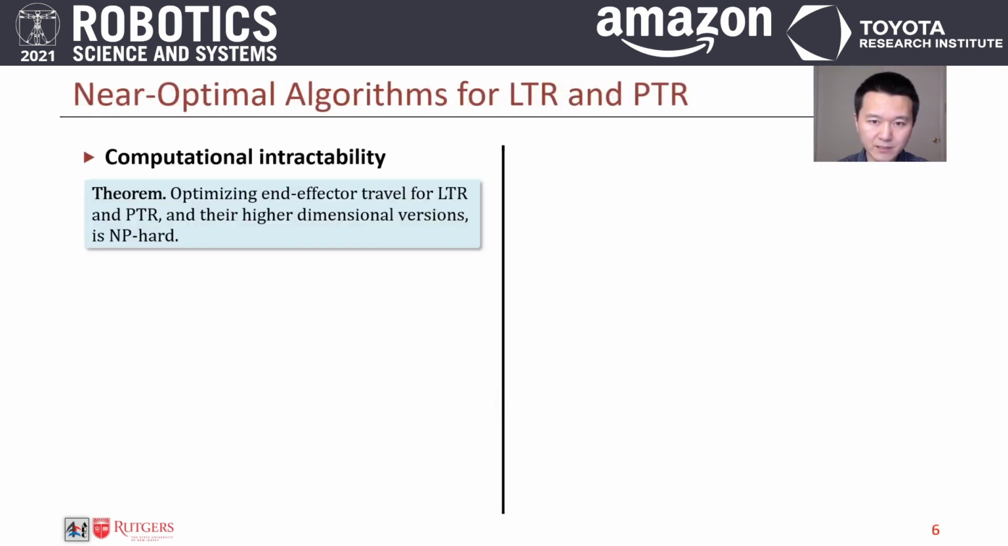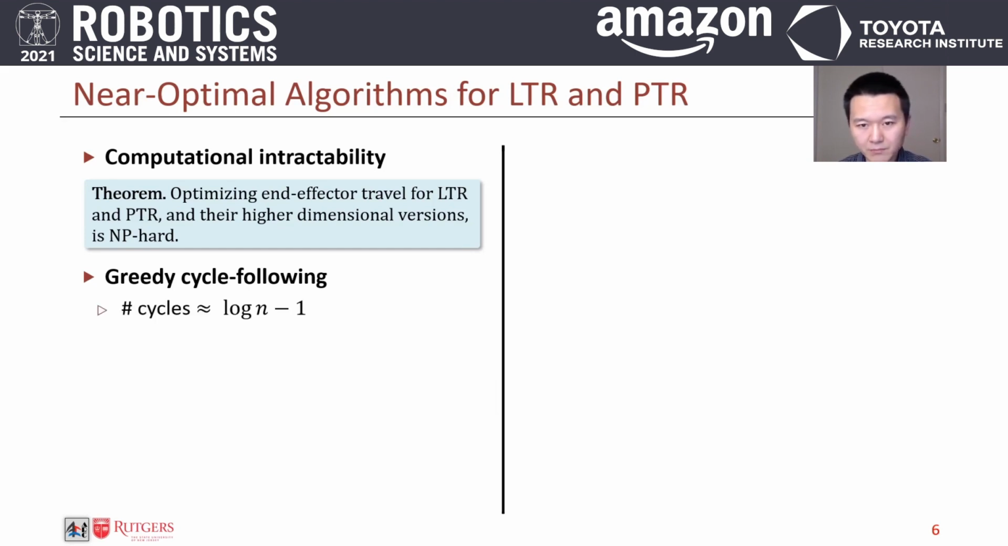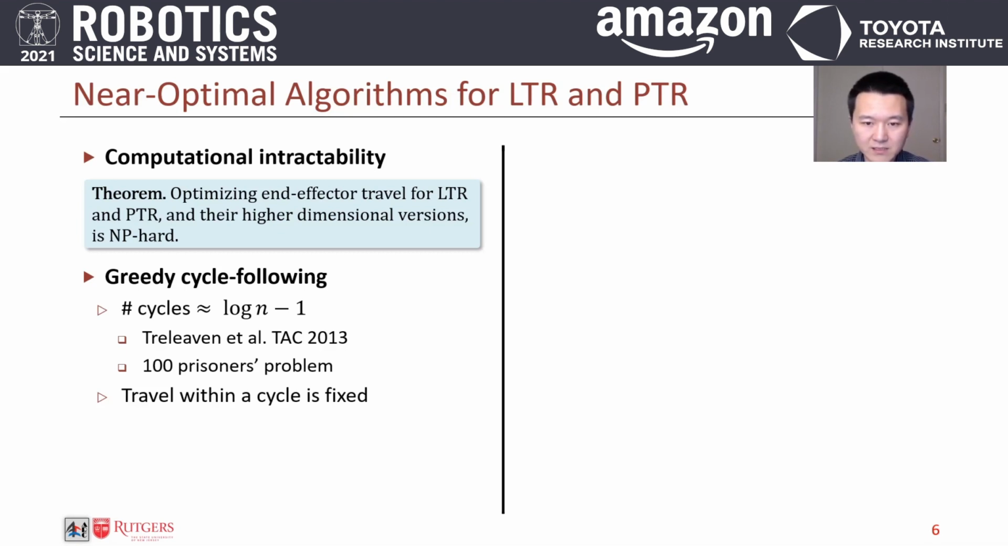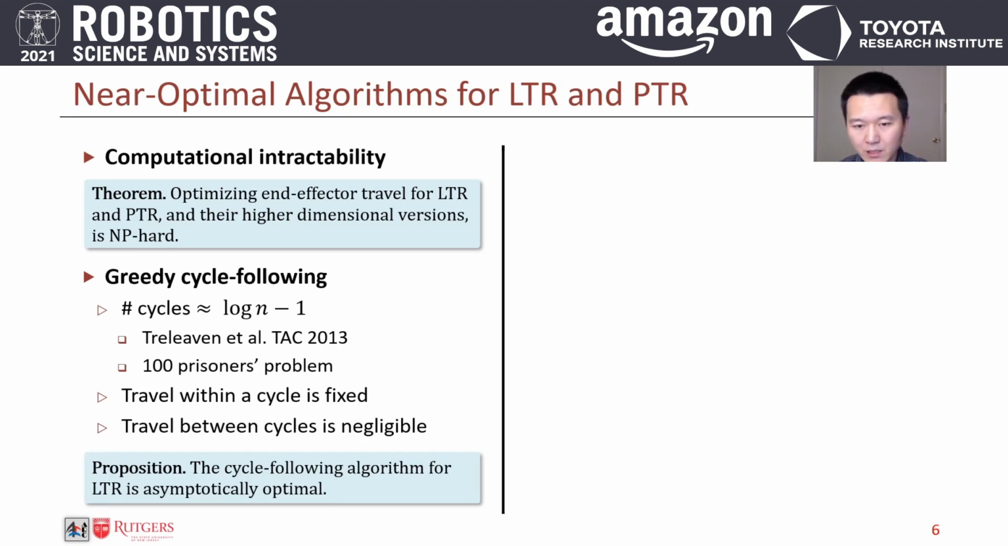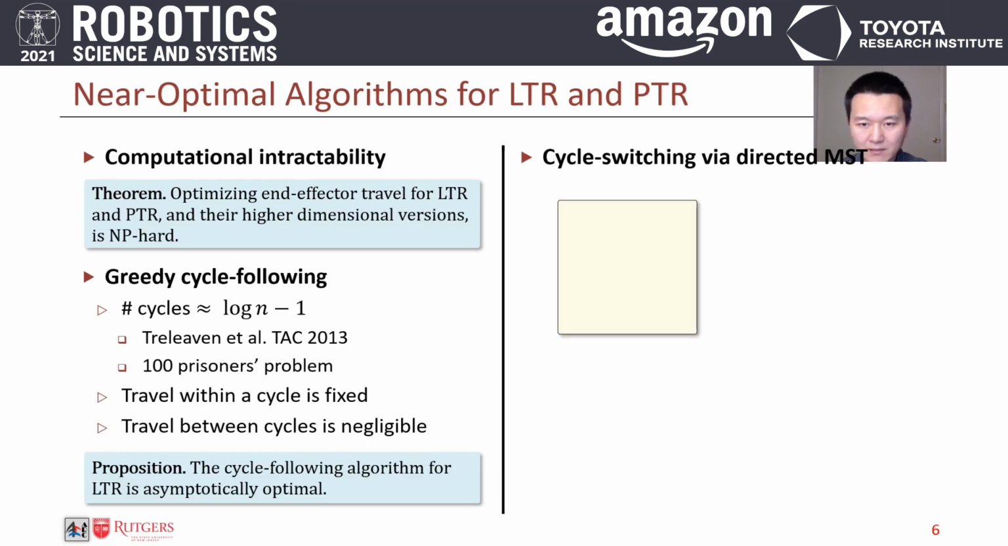Moving to the 2D setting, we can show that minimizing the end-effector travel is in fact NP-hard. Nevertheless, we can show that greedy cycle following can still do very well because the number of cycles in a random permutation is quite small. This fact is exploited elsewhere, for example in Trevisan's work on pickup and delivery problems. It was also publicized in the 100 prisoners problem. Because travel within a cycle has fixed cost, and travel between cycles can be ignored, a cycle following algorithm is asymptotically optimal.